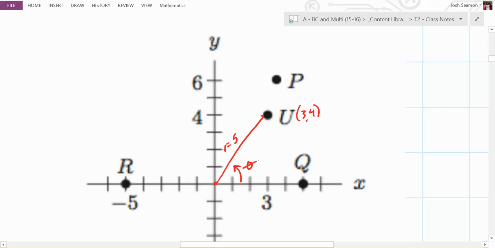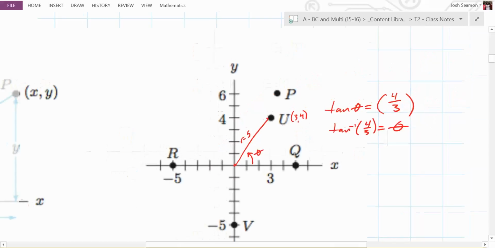Which trig function are we going to use? You can use a lot of them at this point. Any of them. But if you have 3, 4, what could you use straight off? Tangent, right? So tangent of theta is what? Is it 3 over 4 or 4 over 3? 4 over 3. So tangent of theta is equal to 4 over 3. So if we want theta, we have arctan of 4 over 3 is equal to theta.